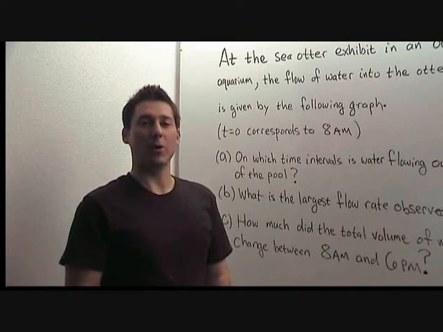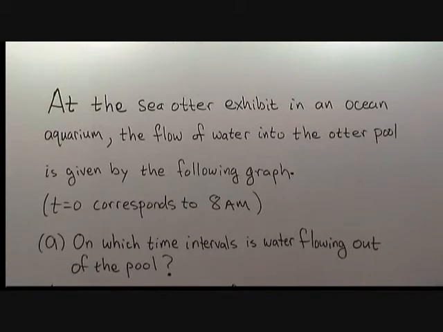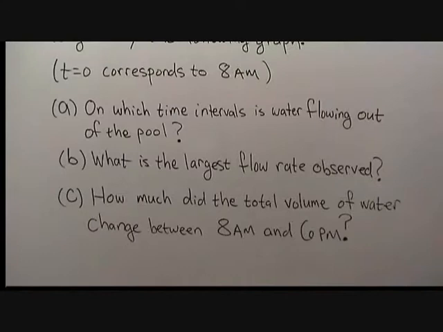This problem is about reading and interpreting given information, using the fundamental theorem of calculus, and computing an integral using area. At the sea otter exhibit in an ocean aquarium, the flow of water into the otter pool is given by the following graph. In the graph, t equals 0 corresponds to 8 a.m.